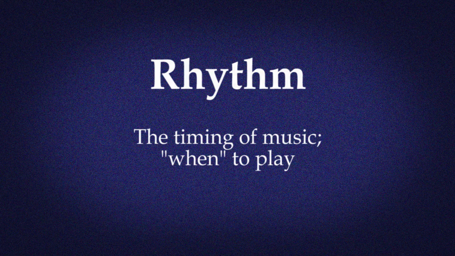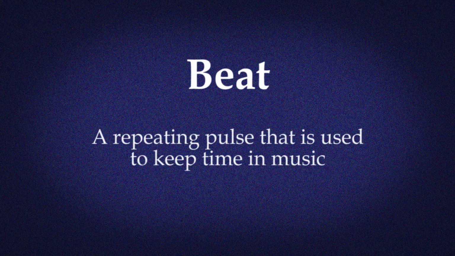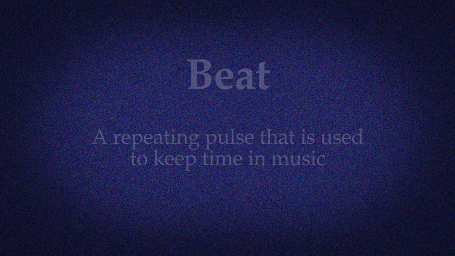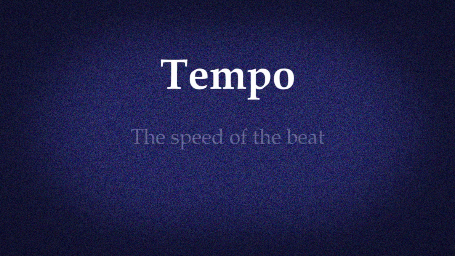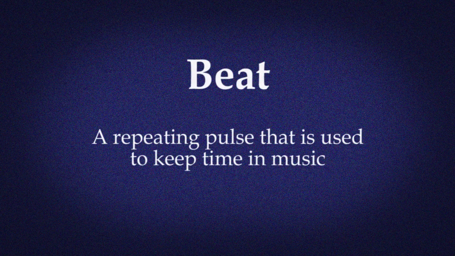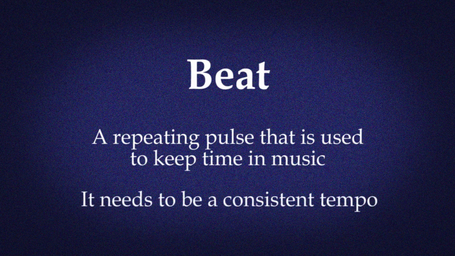And just like time in normal life is measured using seconds, minutes, hours, etc., we need a way to measure time in music. The way we do that is with a beat. The beat is just simply a repeating pulse. Sometimes it's fast, sometimes it's slow, but it needs to be at an even, consistent speed. All music has a beat.